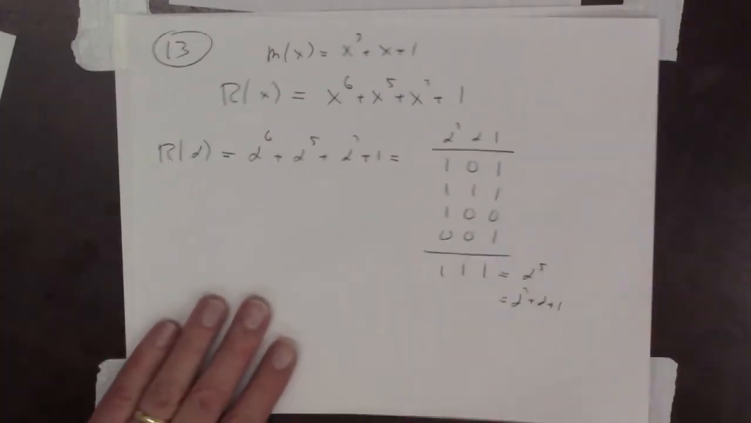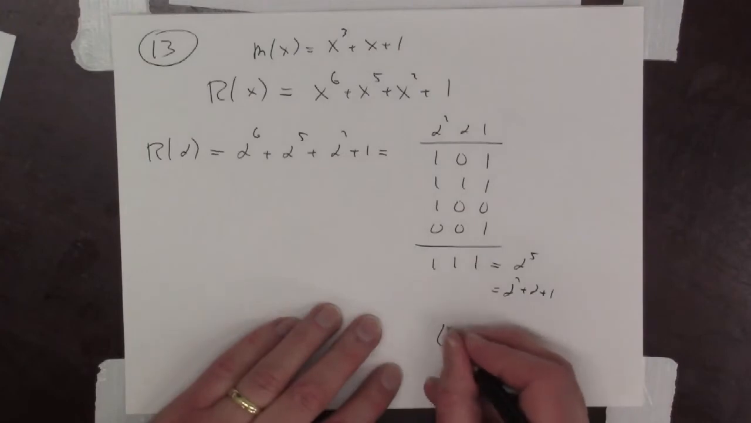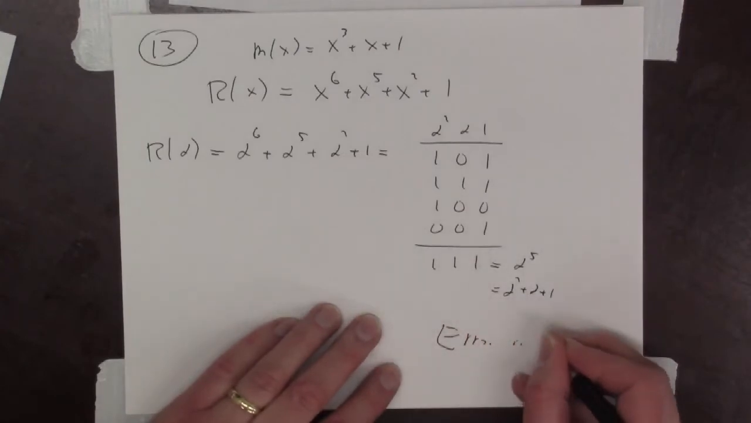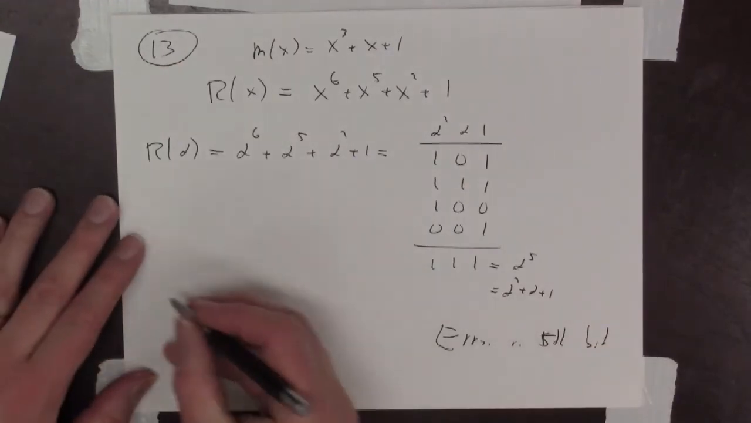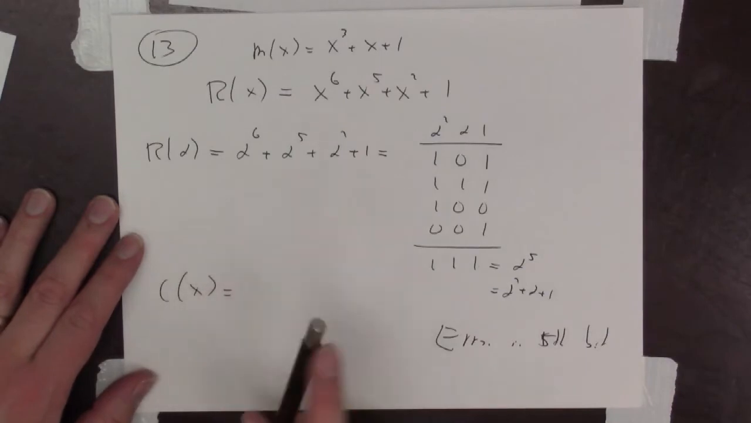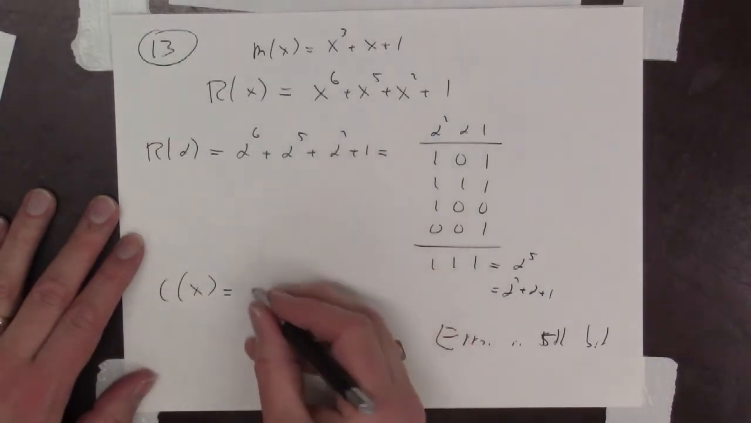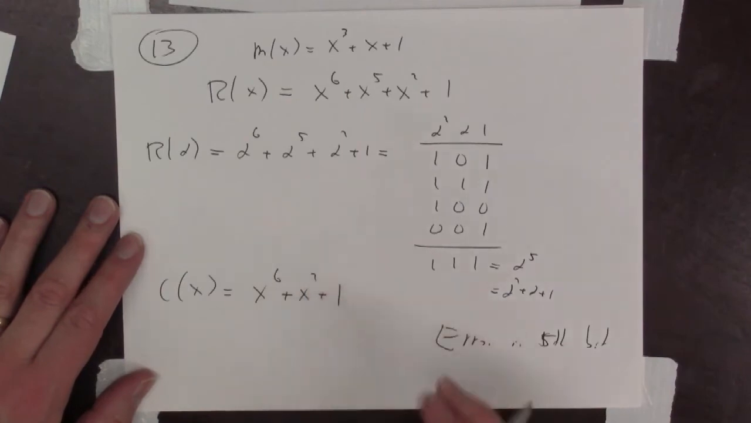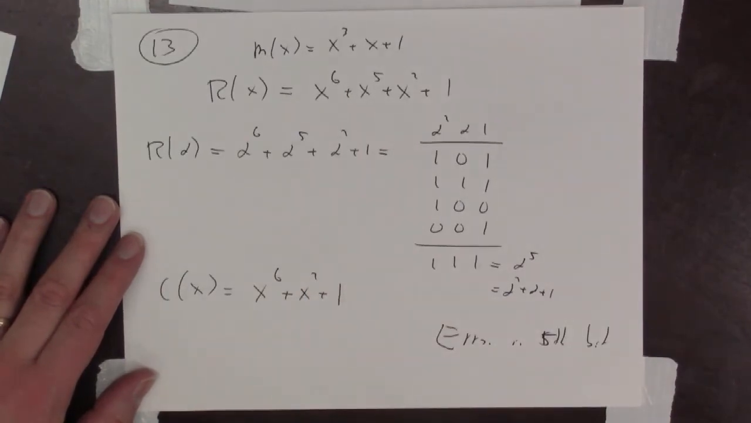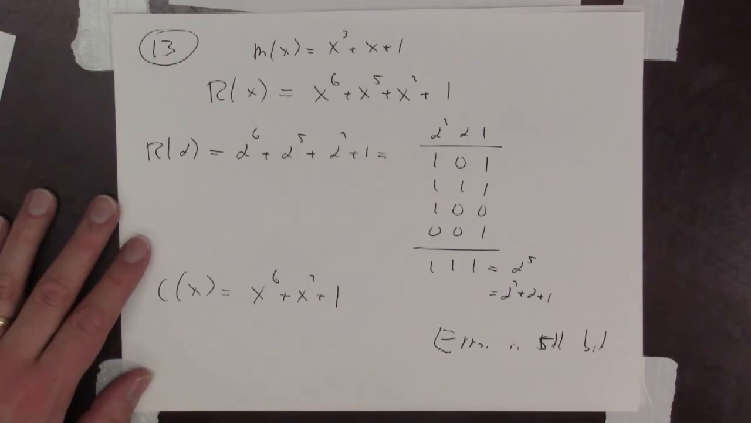Haha, error in the 5th bit. This is an alpha to the 5. Error in the 5th bit. So hence, the code word that was sent is x to the 6 plus x squared plus 1. Was that quick and nice and wonderful?